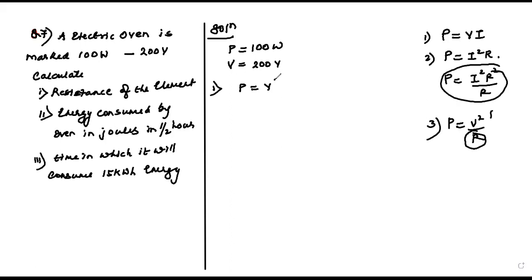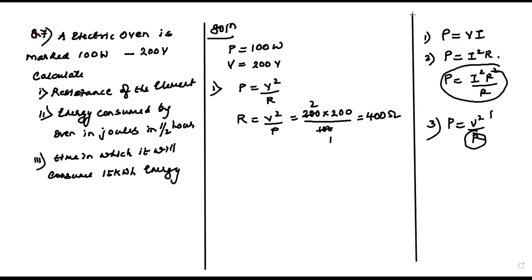P is equal to V square upon R. So R is equal to V square upon P. I want R, so I take R on top and P down. Now what is this? V square is 200 into 200. And P is 100. So 200 into 200 upon 100 becomes 400 ohms. Please keep it in mind, children. This is 400 ohms.